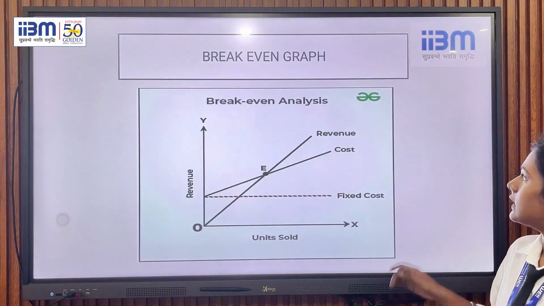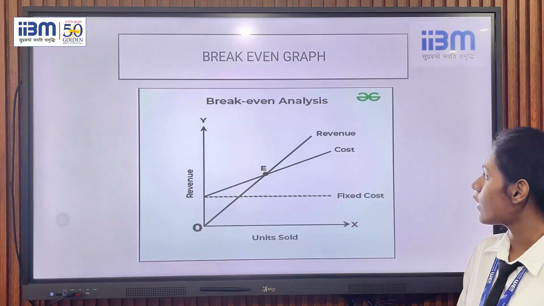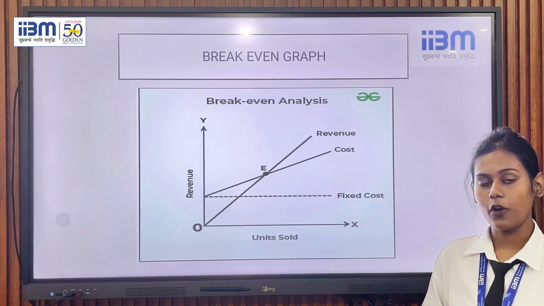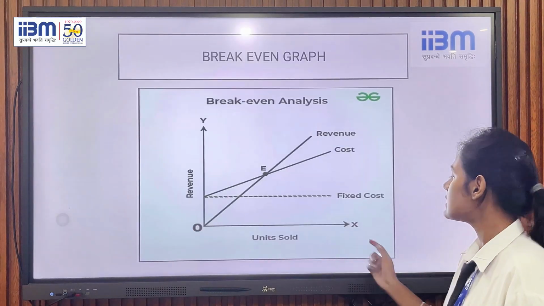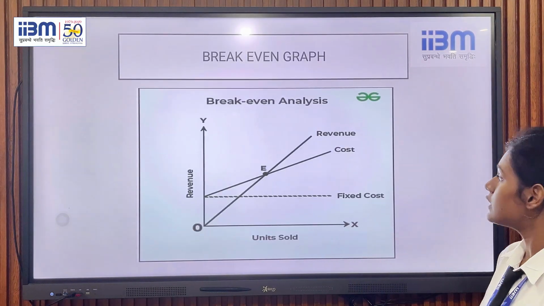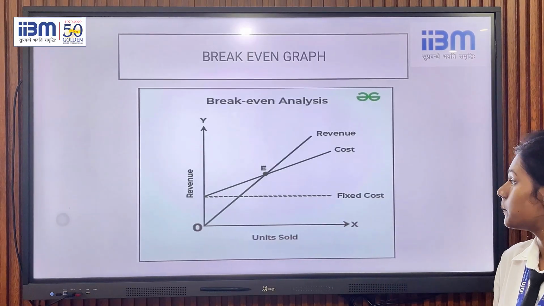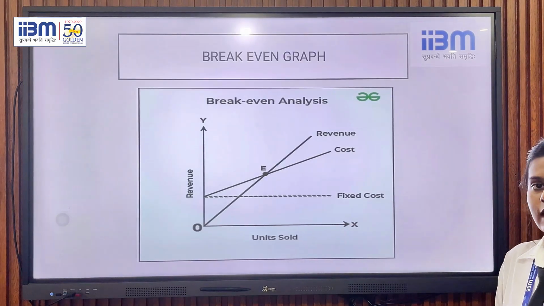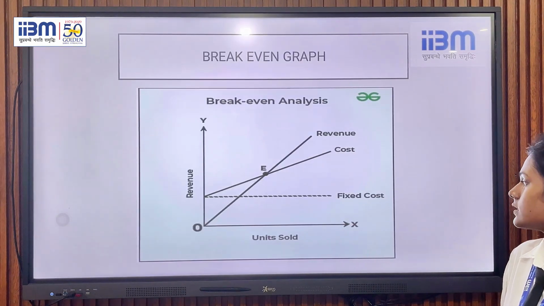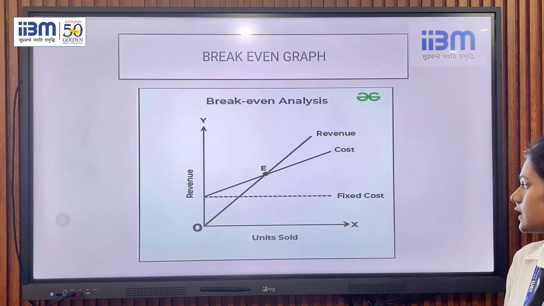Now, let's discuss the graph that shows the relationship between the cost, revenue, profit and loss at different levels of production and sales. Here is the x-axis that represents the units sold, and here is the y-axis that represents the revenue and cost in money. And here is a fixed cost line that is parallel to the x-axis, and it represents the fixed cost that does not change with the production, such as rent, salaries, etc.